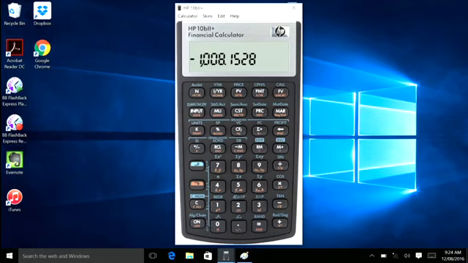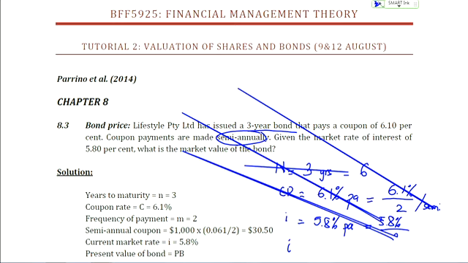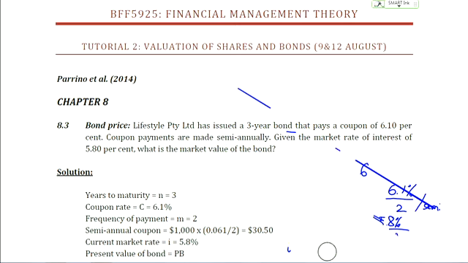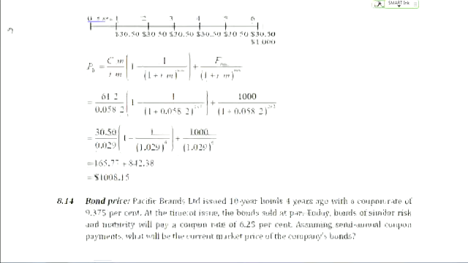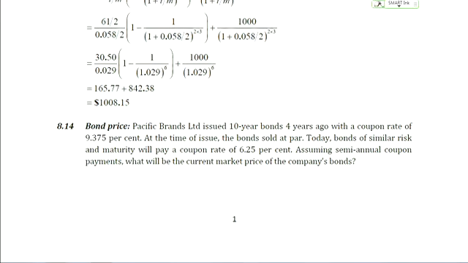Okay, so I have already shown you how to do question 8.3. So shall we do question 8.14? So question 8.14, just think about that together and then you can try to practice. Pacific Brands Limited issued 10-year bonds 4 years ago.